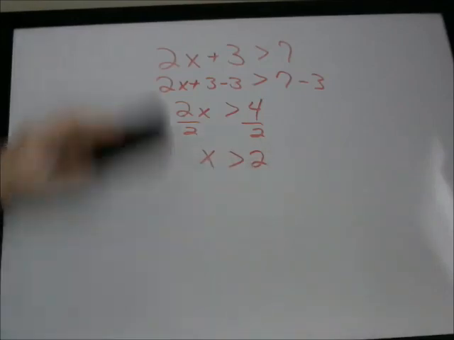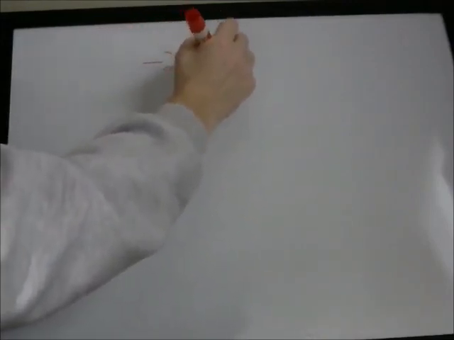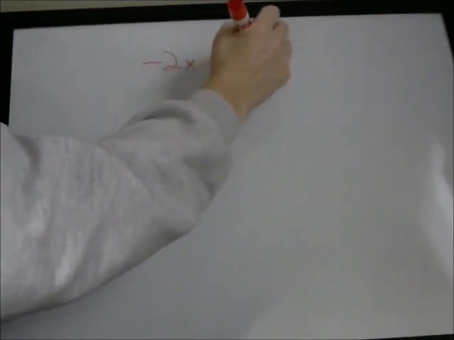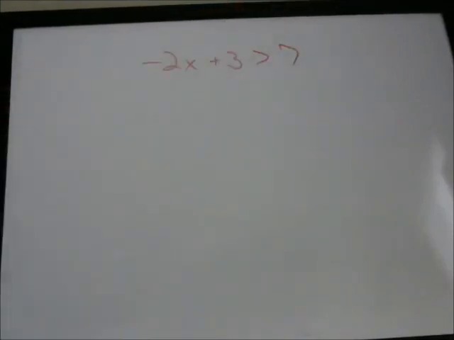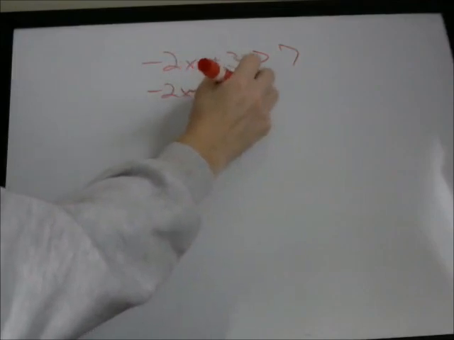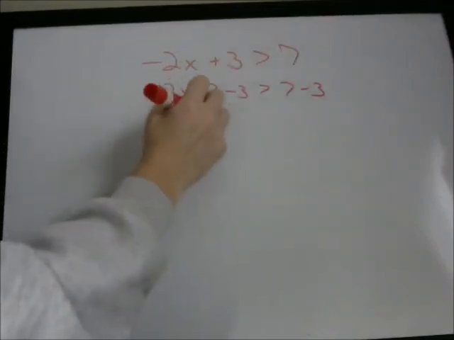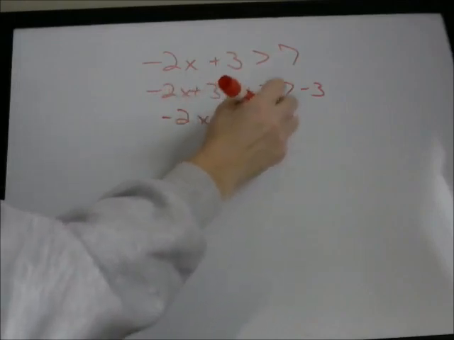So you can do basic algebra on inequalities. Now let me show you an example of when you have to do something different than what we've done in the past. So we have negative 2x plus 3 is greater than 7. Solve for x. So we start out the same way. We're going to get rid of that 3 by subtracting it. So we have negative 2x is greater than 4.